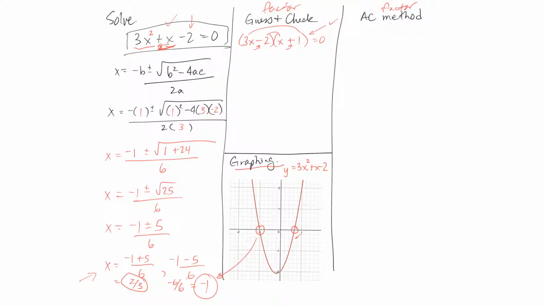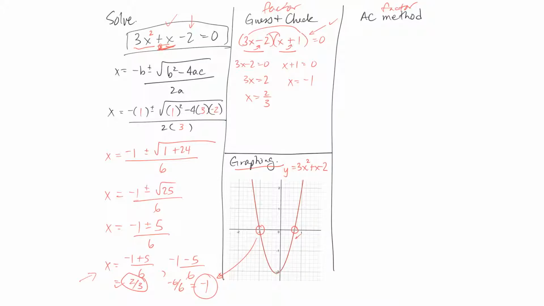Okay, so I factored it, and now I need to solve. And I use the zero property. Something times something equals 0. One of them's got to be 0. So either this one is 0 or this one is 0. Moving the 2 to the other side and making it positive, and then dividing by 3, I get 2/3, same as what I had before. And moving the 1 over, I get a -1. Okay, so that's guess and check factoring.